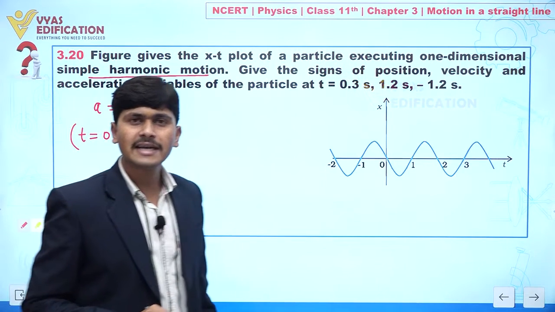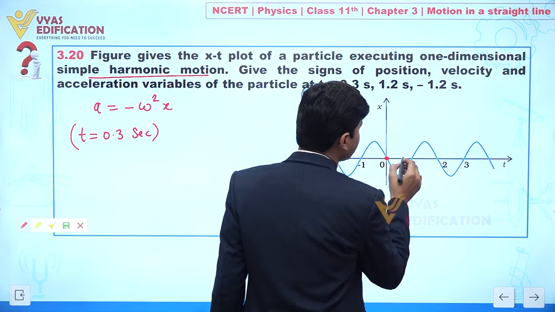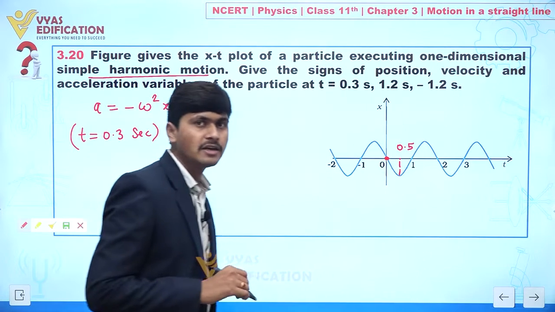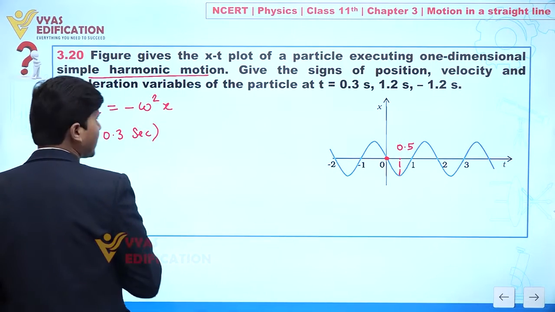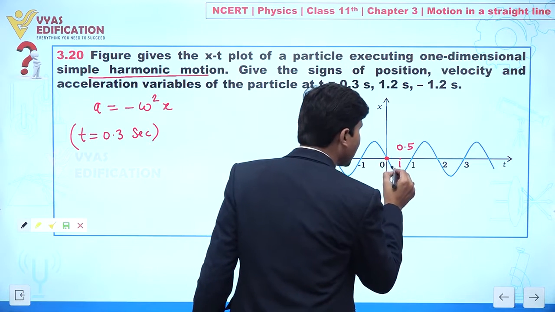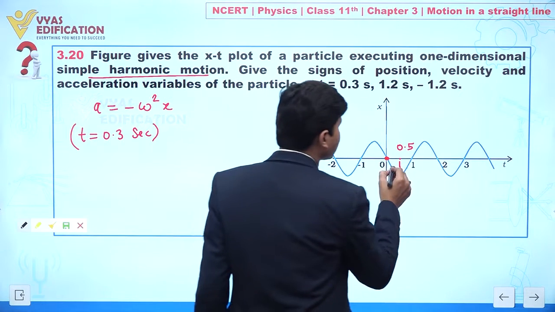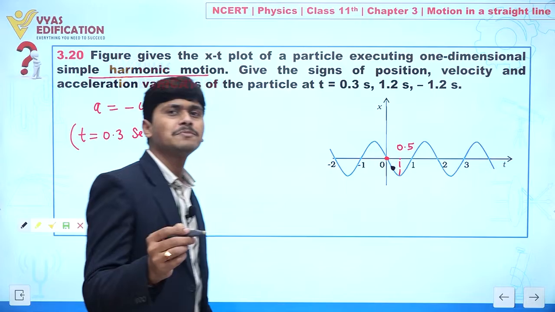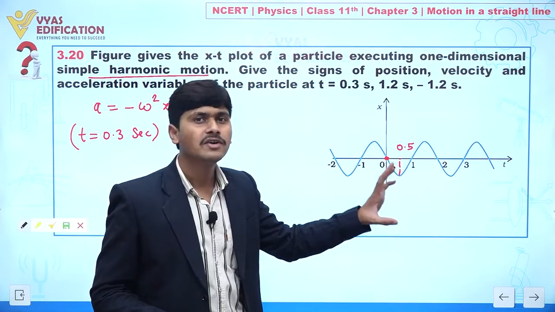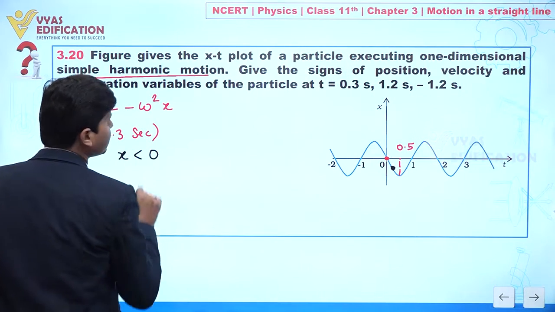When the particle is at t equal to 0.3 second, it means we can see t equal to 0.3 second, this position is what? 0.5 second. Clear? So, what is the exact situation of the particle at 0.3 second? We can say this is the actual position of the particle. Yes or no? Now at this position, tell me, is the value of x positive or negative? Definitely we can say here we are getting a negative value of x. Clear? So, for this situation we have x less than 0.